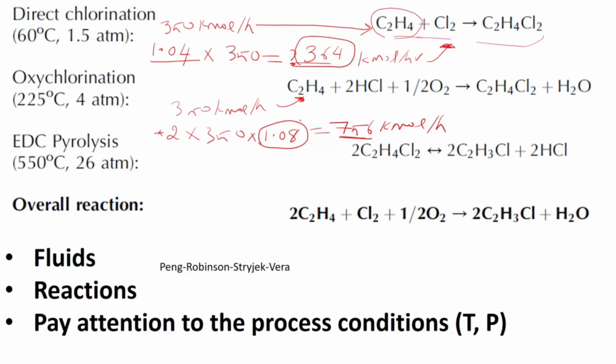We supplied hydrochloric acid slightly in excess to that of the stoichiometric amount. So this is the required stoichiometric quantity, and we supplied slightly in excess. It is 756 kilomoles per hour.